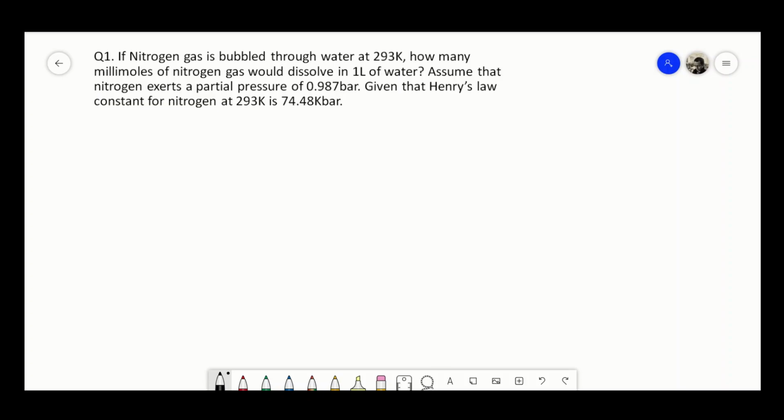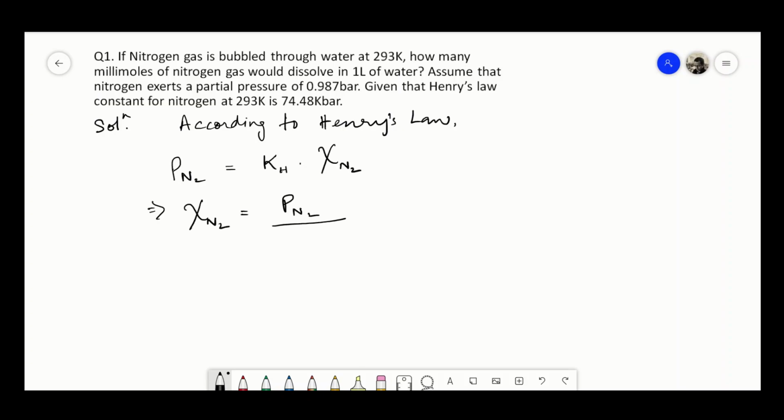Here it is assumed that nitrogen gas exerts a partial pressure of 0.987 bar, and it is also given that Henry's law constant for nitrogen at this temperature is 76.48 kilobar. For the first part of the question, we simply have to calculate the mole fraction of nitrogen based on the values given for partial pressure and Henry's law constant. So here we see that the mole fraction of nitrogen is equal to 1.29 into 10 power minus 5.